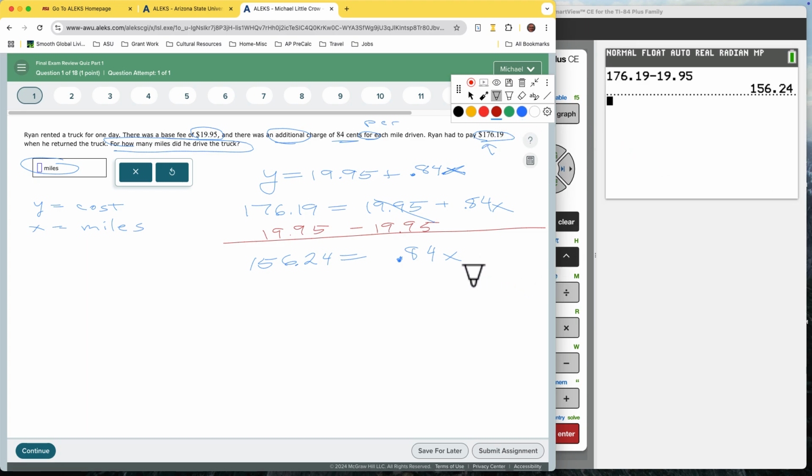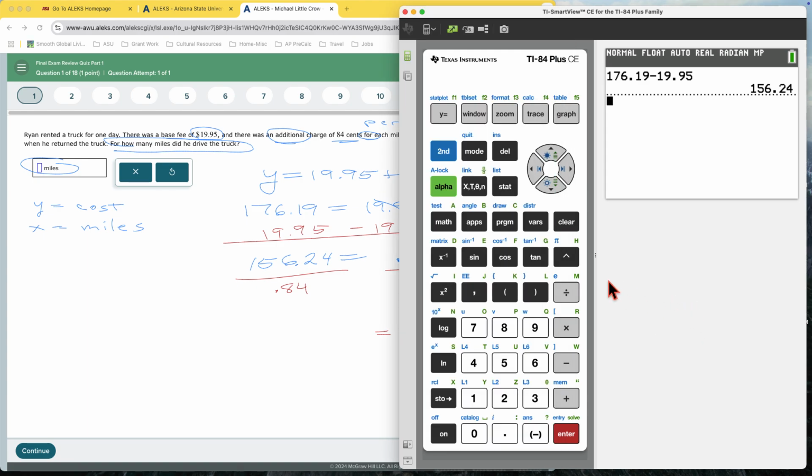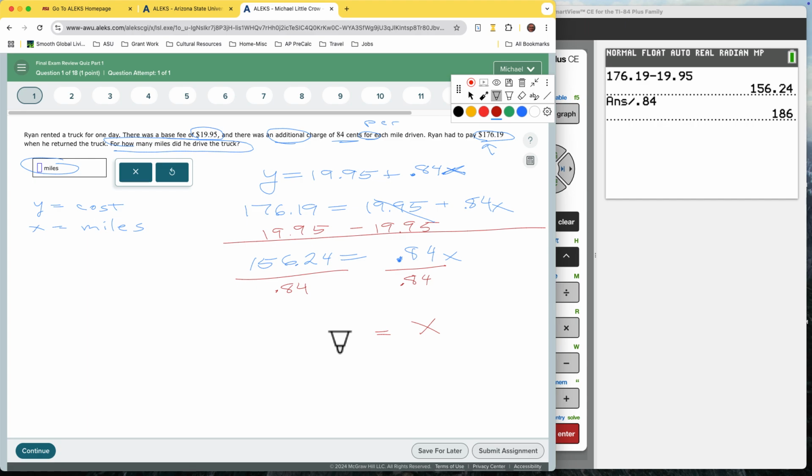And then the next step is to divide by 0.84, and we focus on that because that's going to cancel that. That's going to make that 1x that we want. So we do that over here. Notice I've left my answer over here in my calculator. So now I can just divide by 0.84, and it brings up that answer. So the number of miles is 186. And that's what we're going to put in here. And that's question number 1.